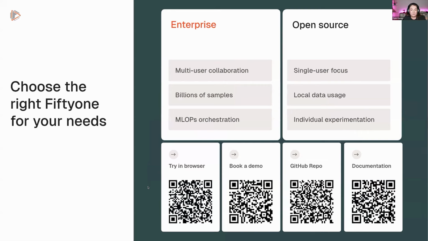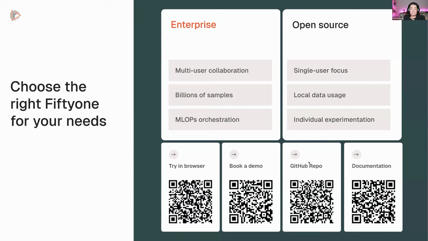So you have two options with FiftyOne. All that I showed you today is about the open source platform. If you have local data, if you are doing individual experimentation, and this is focused on a single user, you can use open source, and you can scan this QR code for the repository and documentation. We also welcome people to create contributions. If you want to create a plugin that is important for your manufacturing process, you can create a contribution and make the PR in our GitHub repo.